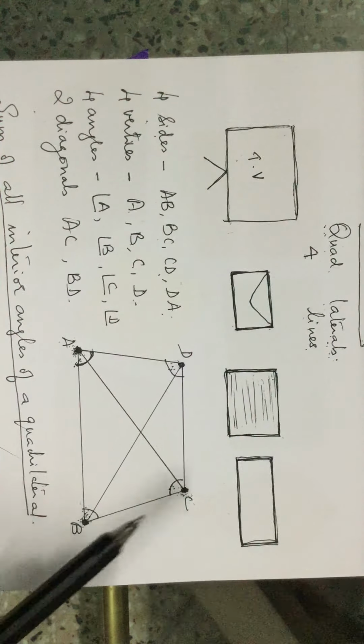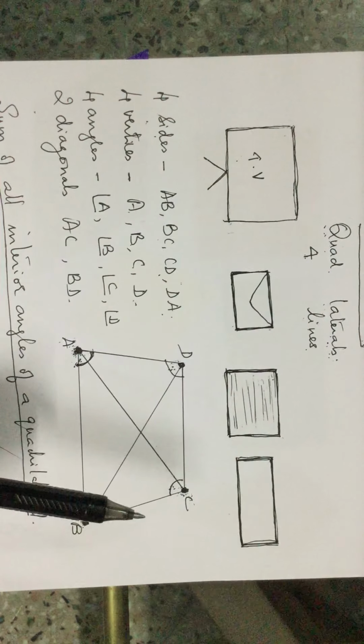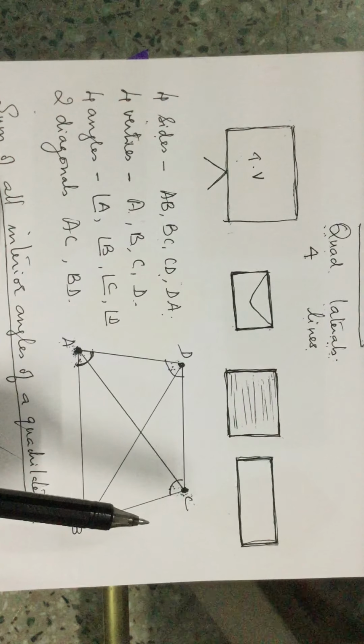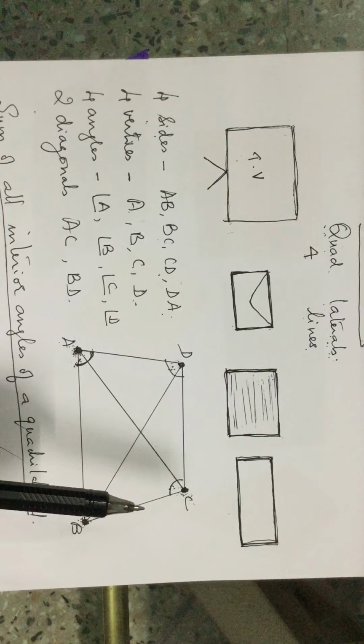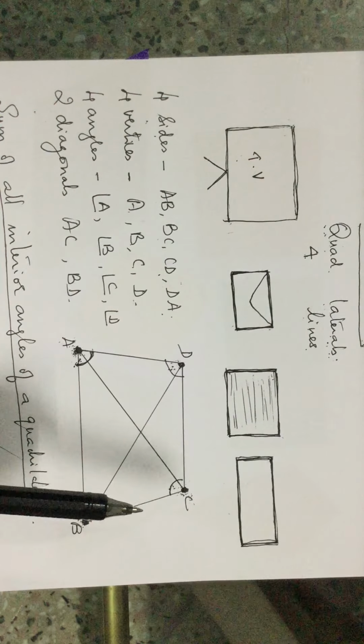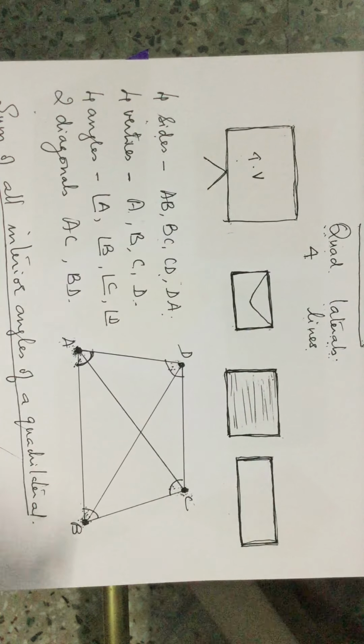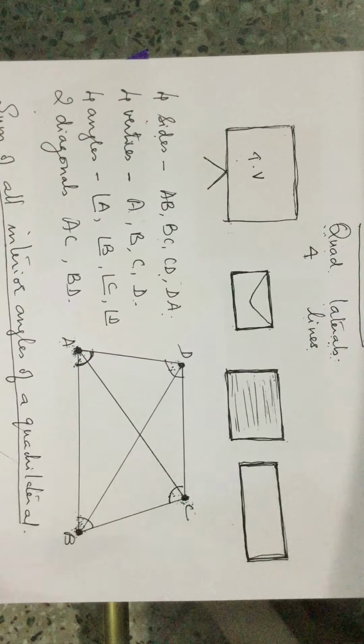So let's summarize. What did we learn now? A quadrilateral is a closed 4-sided figure. Many objects around us have the shape of a quadrilateral. A quadrilateral is made up of 4 sides, 4 vertices, 4 angles and 2 diagonals. Okay?